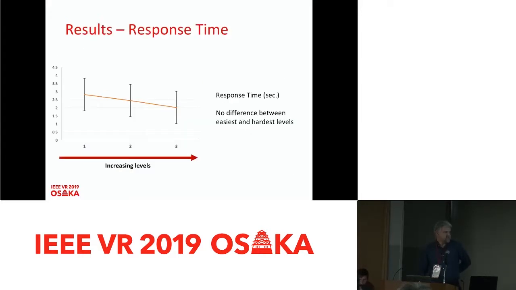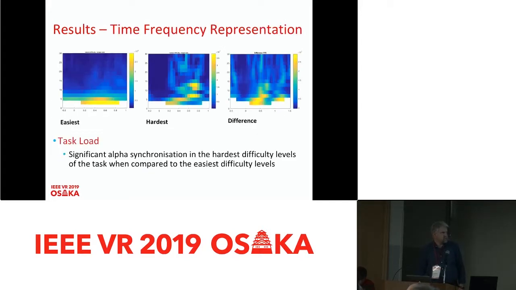So these are the results we found. First of all, although there was decreasing on the graph here, there was no significant difference between the easiest and hard levels in terms of the time performance. This is the average number of seconds it took to find the targets. This is the increasing levels. So 1 had 5 distractors, 2 had 10, and 3 had 20, and they were all moving around, so it's more complicated.